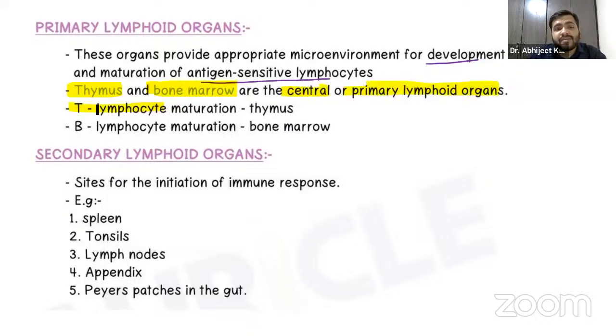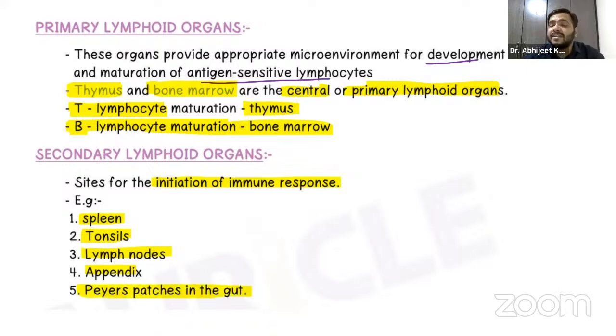T lymphocytes, the maturation occurs in the thymus. The B lymphocytes, the maturation occurs in the bone marrow. So B for bone marrow, remember. The T lymphocytes mature in the thymus. Secondary lymphoid organs: what is the main function over here? It is for the initiation of the immune response. We have various examples: the spleen, the tonsils, the lymph nodes, the appendix, and the Peyer's patches in the gut.